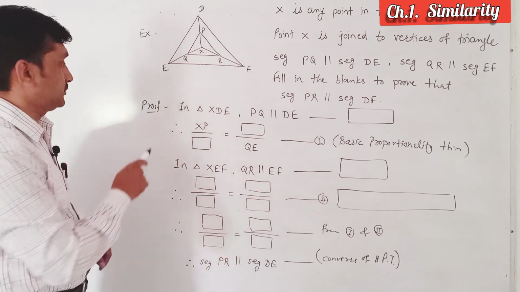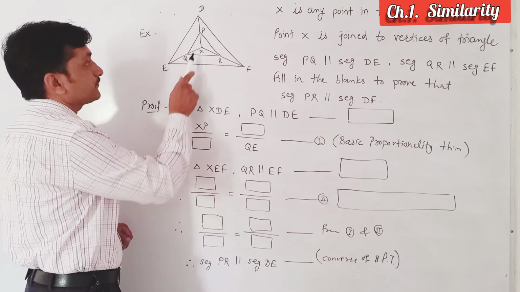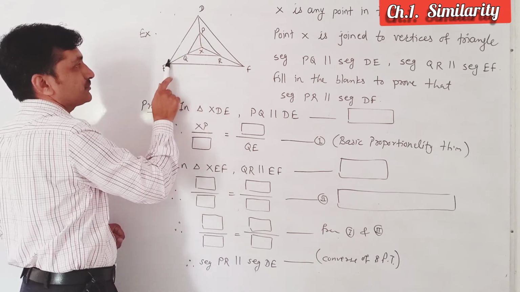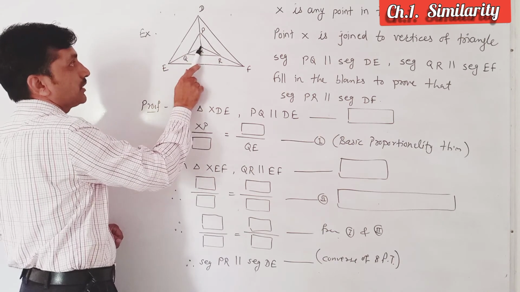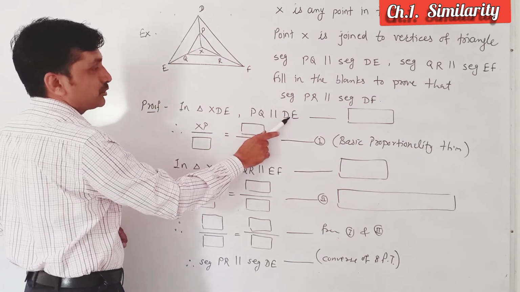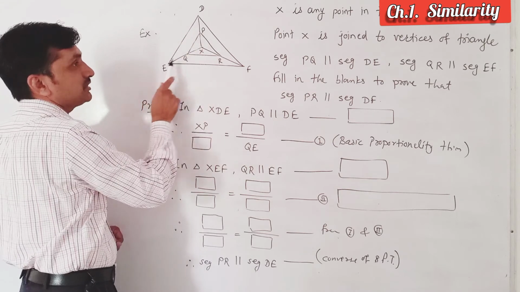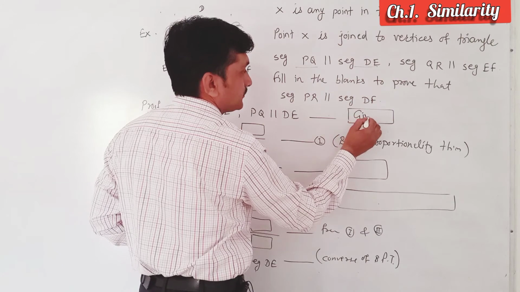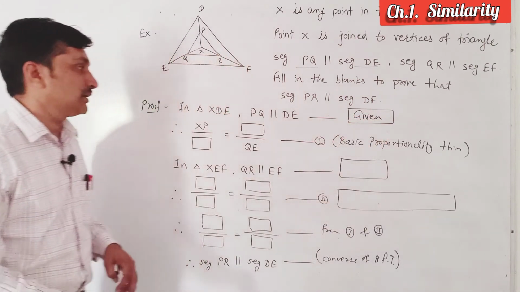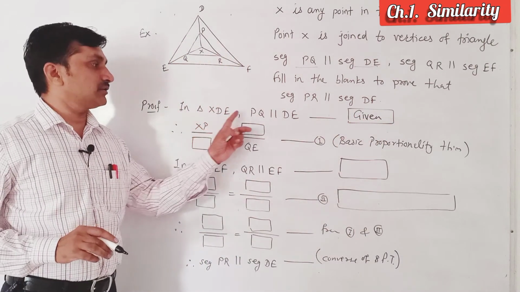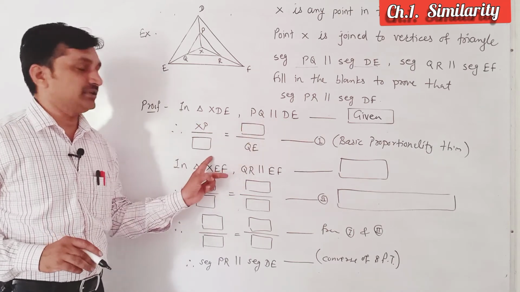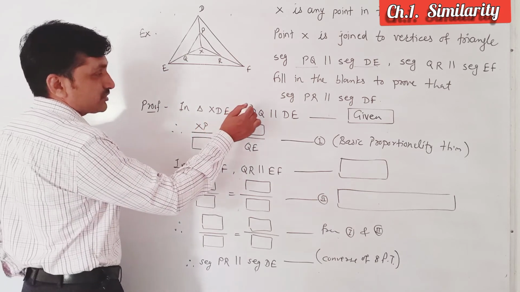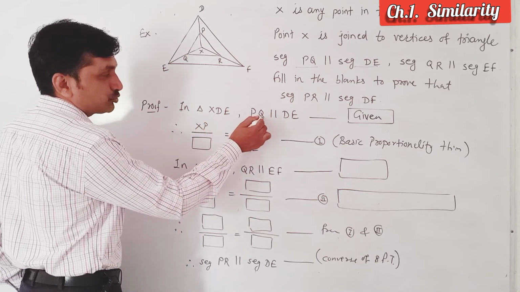Okay, let's start. Proof. In triangle XDE, consider this triangle. Your focus should be here, XDE. PQ is parallel to DE. Here it is given. Therefore, the reason will be given. Now we know that if in any triangle a line is parallel to a side, we can use BPT. By BPT, ratios are equal. One ratio at P is equal to the second ratio at Q.